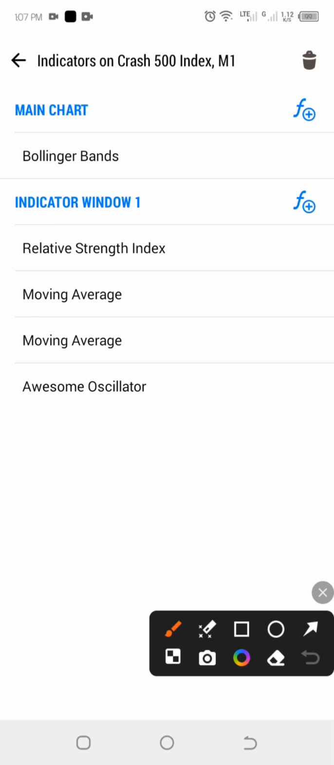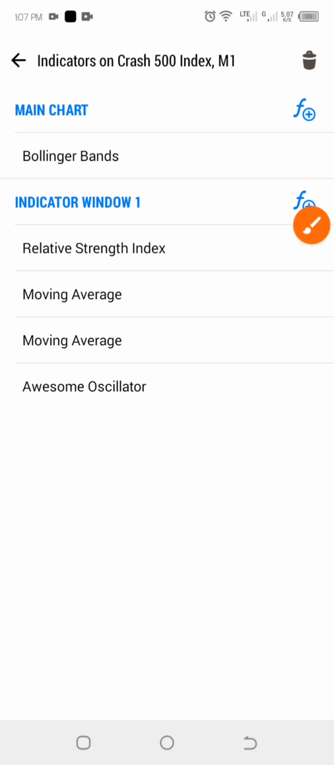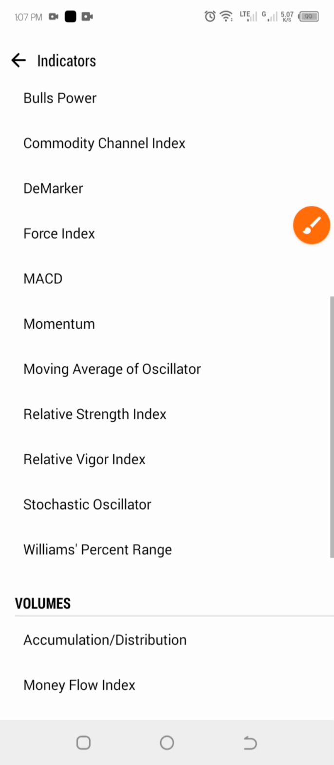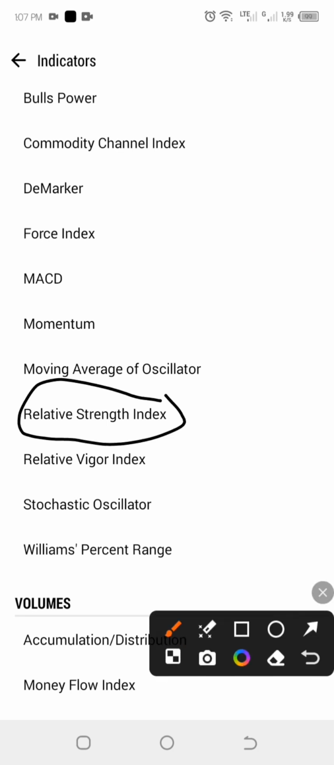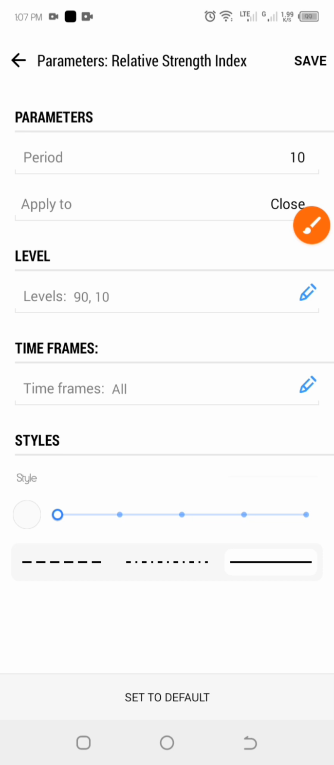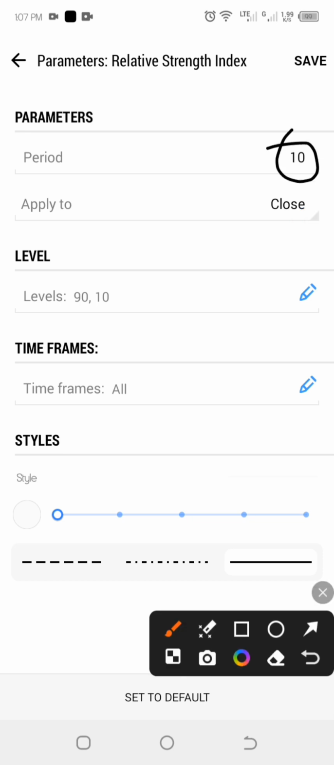Now moving on to the next indicator, which is the relative strength index. Now to add this, you click on this F plus, we search for our relative strength index, and then we click on it, which you can clearly see right here. So click on it, and these are the properties. The period is 10, apply to close.